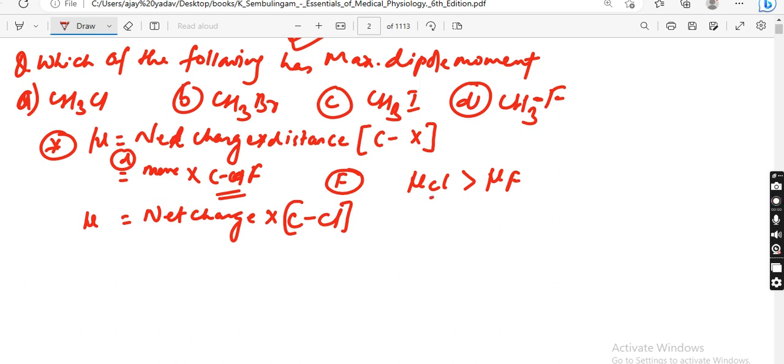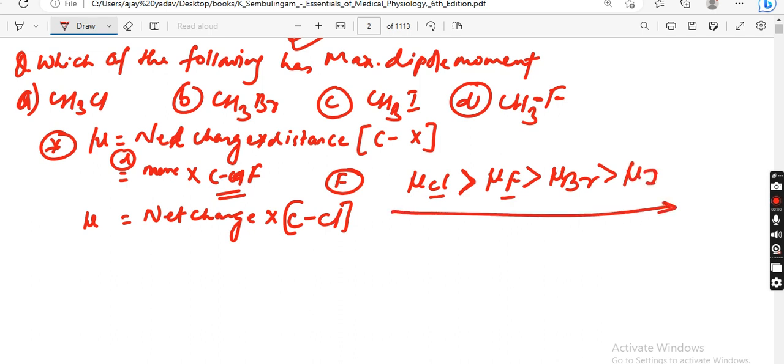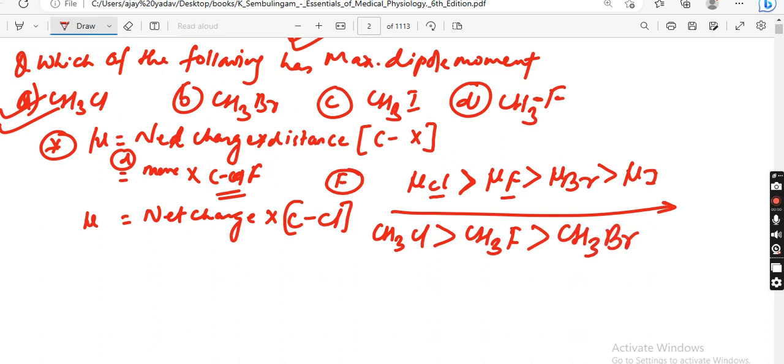That is, the dipole moment of chloromethane is more than the dipole moment of fluoromethane. Then follows the order of CH3Br, then CH3I. So CH3Cl has more dipole moment than CH3F, which has more dipole moment than CH3Br, which has more dipole moment than CH3I.